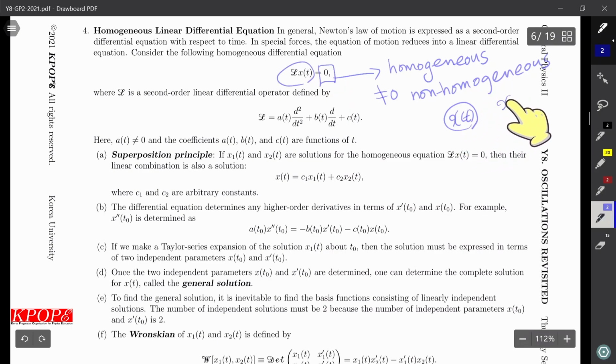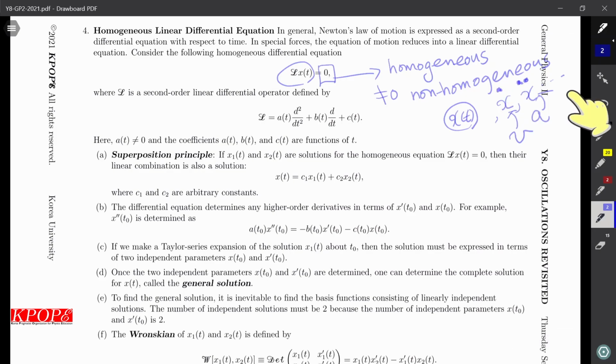a function and its derivatives, first order, second order, and so on. But in physics, in equations of motion, acceleration is the double time derivative, and velocity is a single time derivative of the displacement. So we are mostly interested in the second order linear differential equation.